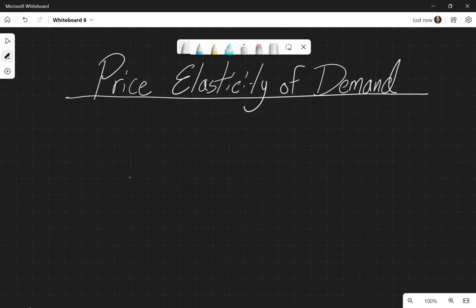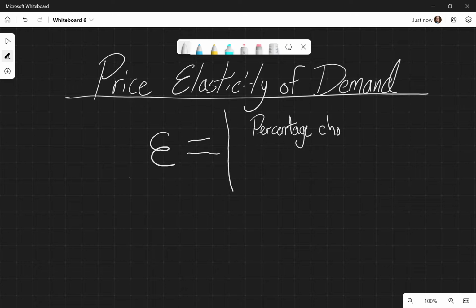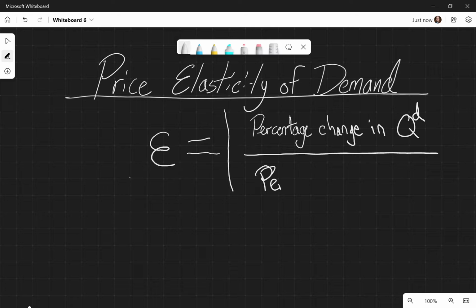So we know that the symbol for elasticity is this lowercase epsilon, looks like a backwards 3. And we know that it is the absolute value of my percentage change in my quantity demanded divided by my percentage change in my price.